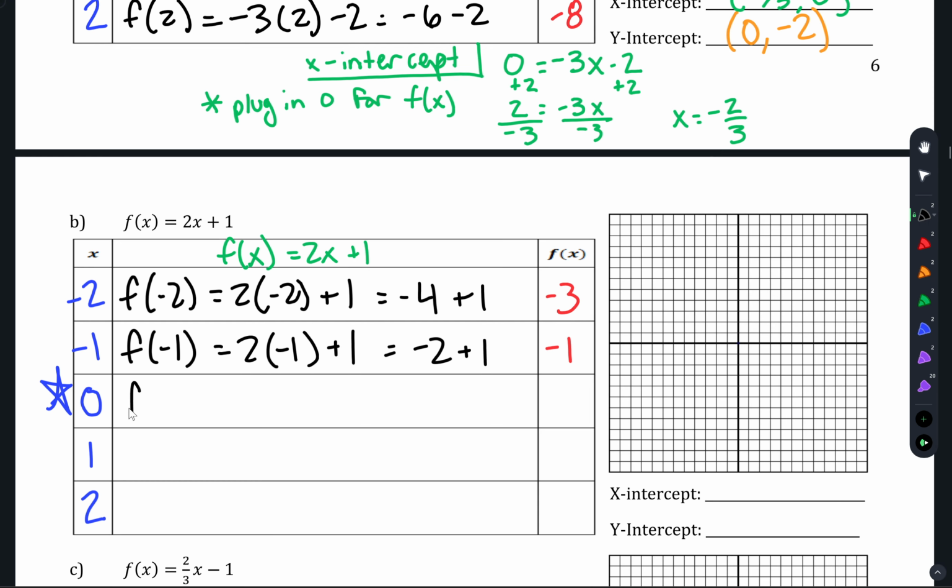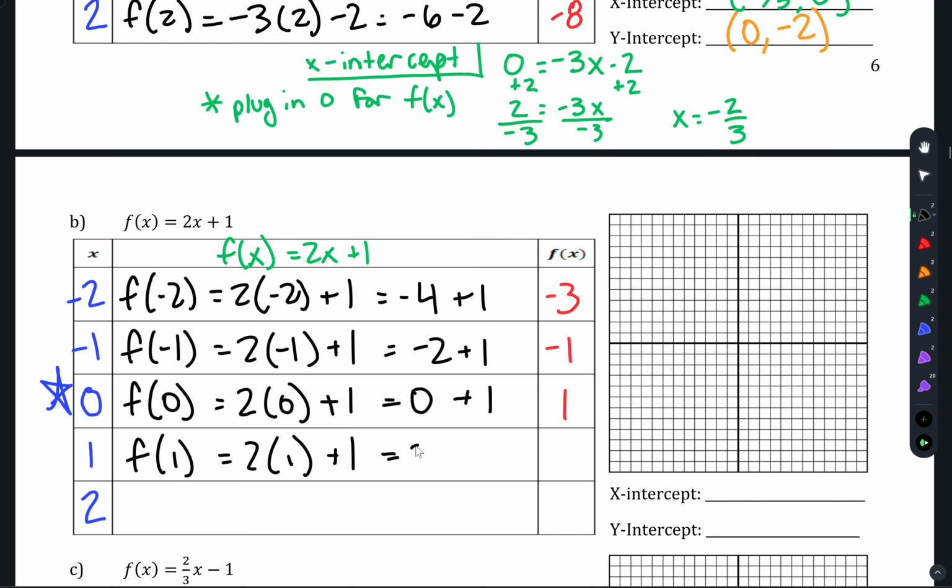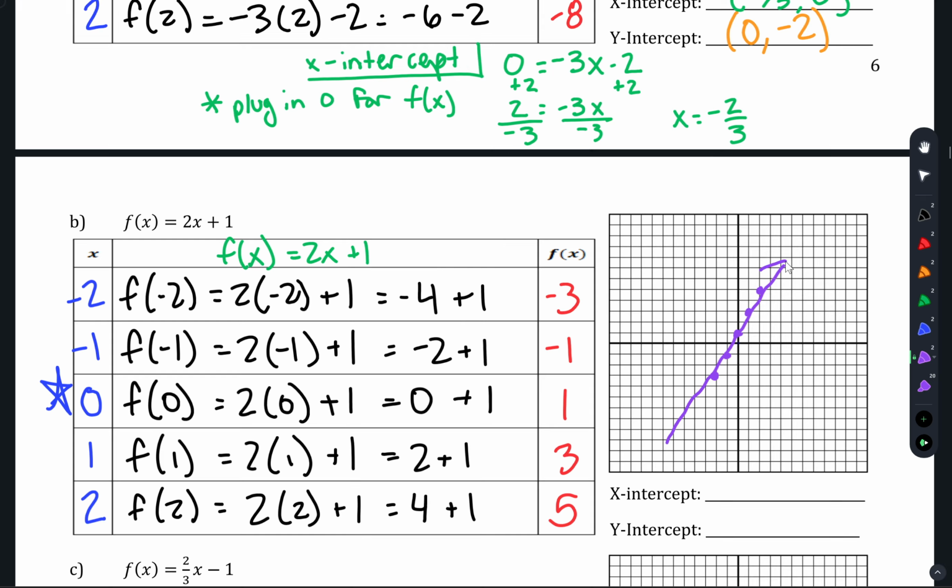This isn't like hard math, right? It's easy. It's just a little bit time consuming. Is that how we're all feeling right now? Okay. Once we get 5 points, we plot them on our graph, and we use our ruler to draw a straight line, with arrows on the ends.